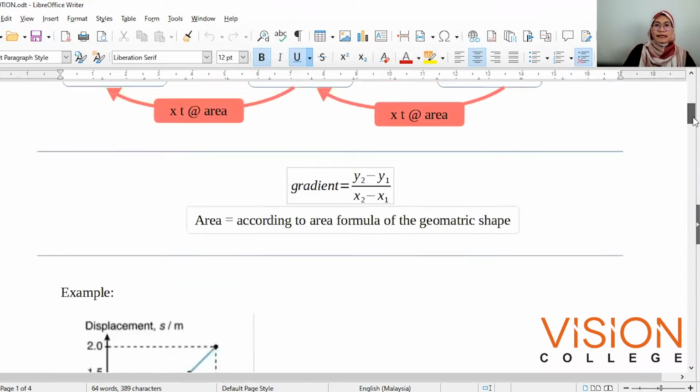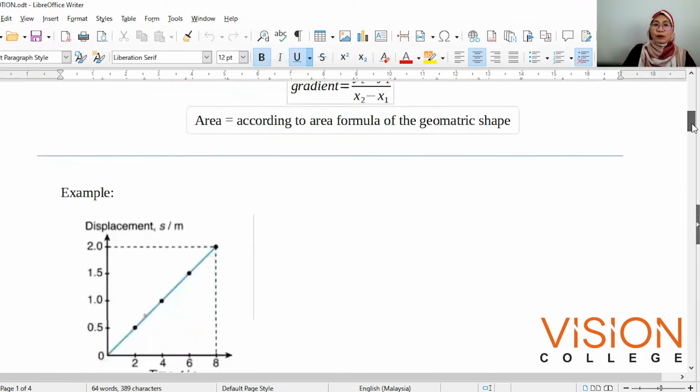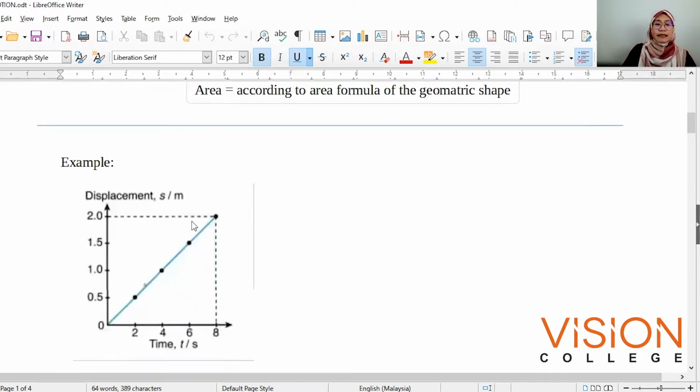So if it's displacement, we want to find the velocity. So what should I do? I have to find the gradient. So what is the formula for gradient? This one, y2 minus y1 over x2 minus x1. Since the y-axis is our displacement, it is the second displacement minus the first displacement, over the second time minus the first time, basically.